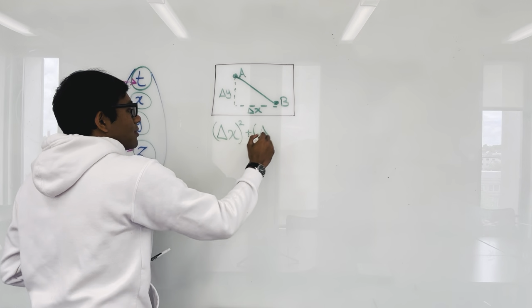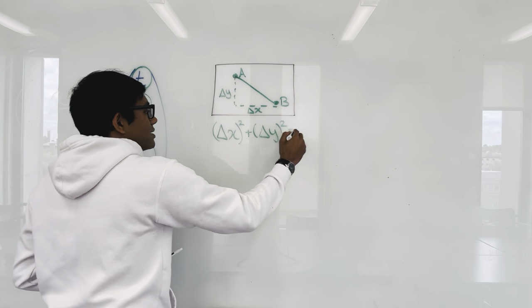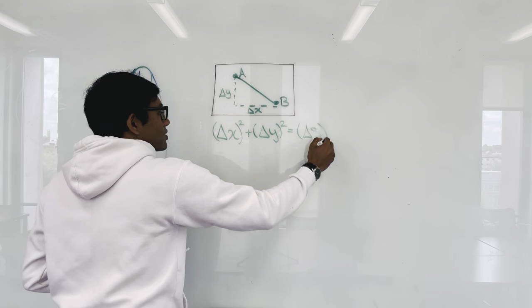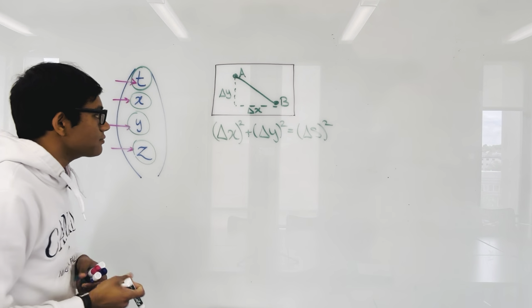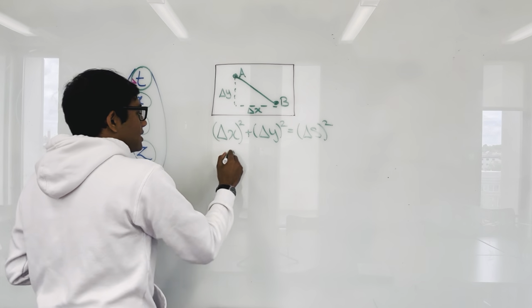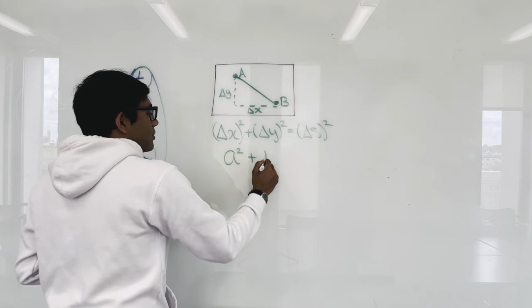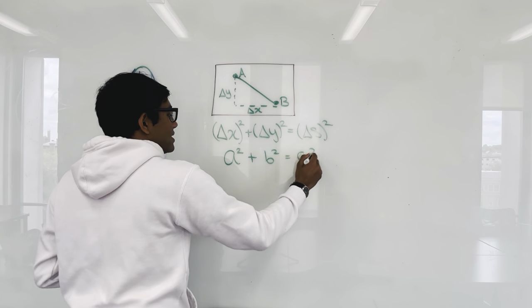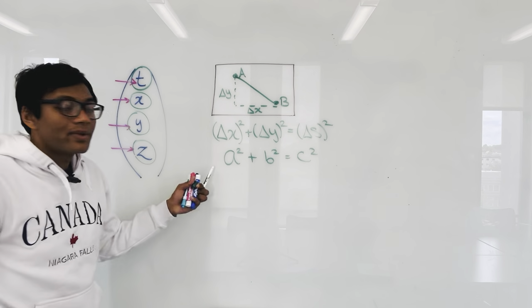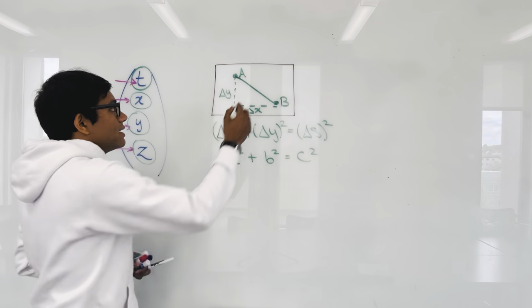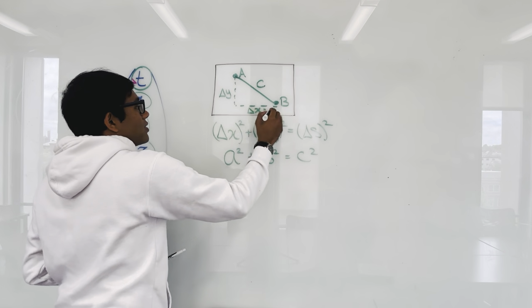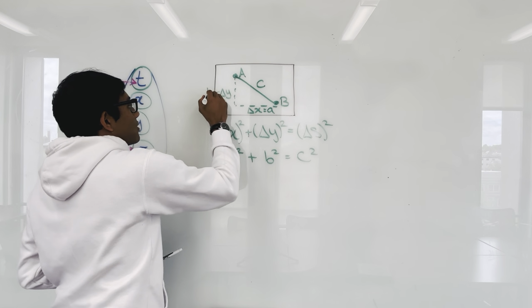Delta x squared plus delta y squared is equal to delta s squared. Well, delta s is the length of this line. If you're more familiar with it in the other form, a squared plus b squared is equal to c squared. This is just the Pythagorean formula, right? It tells you how long this hypotenuse is in terms of the legs of the triangle.